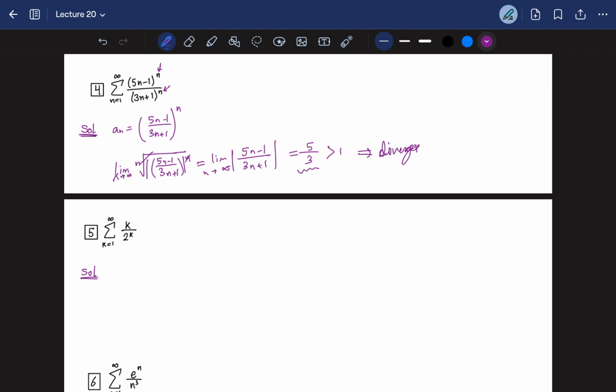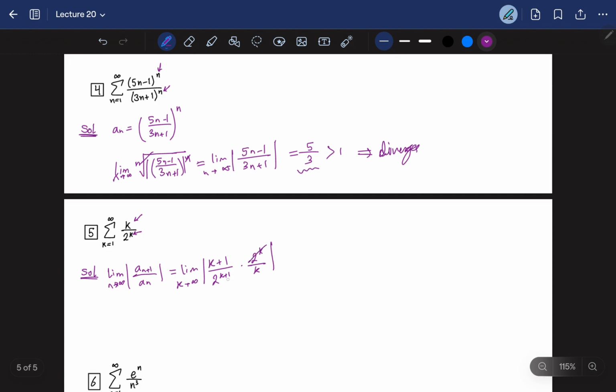But since I have an exponent, I can think about either the root or the ratio test. Now, we think about the root test first when we have an exponent both in the denominator and the numerator. But here, since I don't have it in the numerator, I go directly to the ratio test. So the ratio test, you take the limit of a n plus 1 over a n as n goes to infinity. So here I have the limit of (k plus 1 over 2 to the k plus 1) multiplied by 2 to the k over k as k goes to infinity.